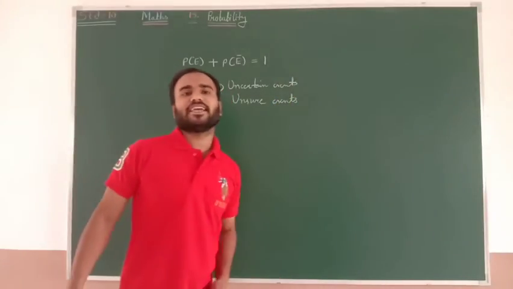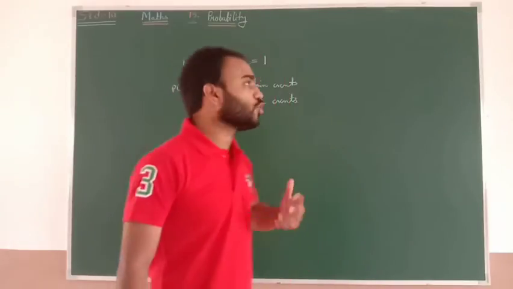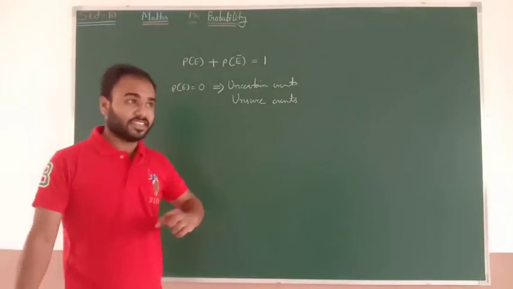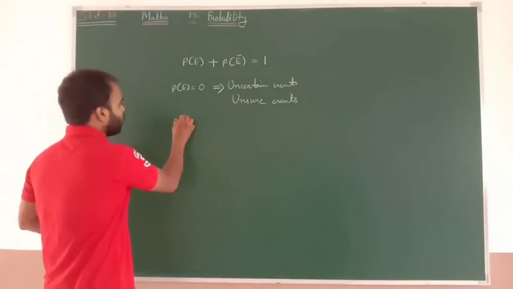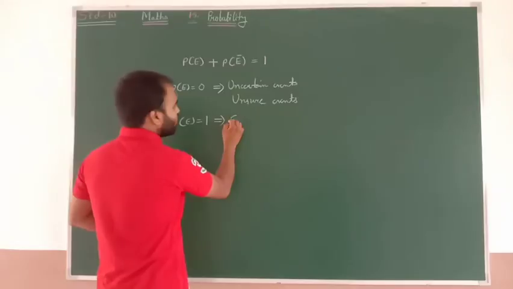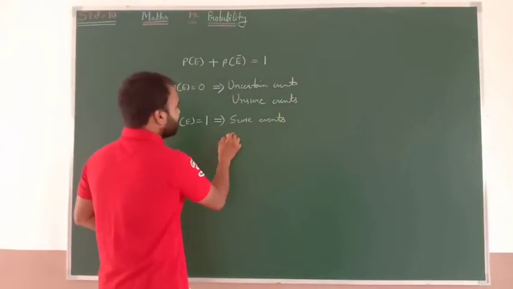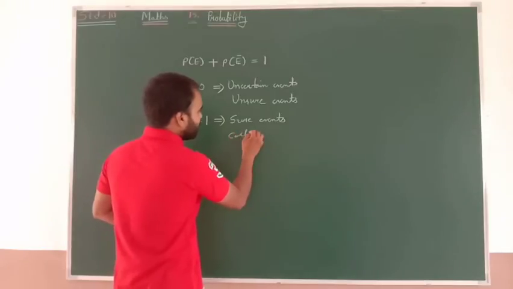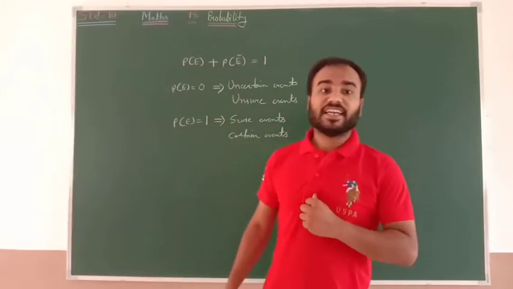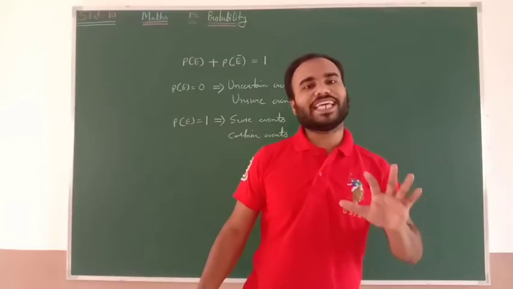Then the next blank is given that the probability of an event that is certain to happen, means will definitely happen. Sun rises in east, that will every day happen. So P of E of such events is always 1, which are known as sure events, or in other words certain events.